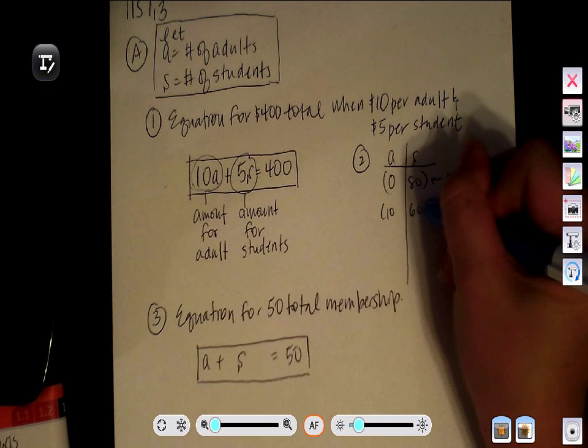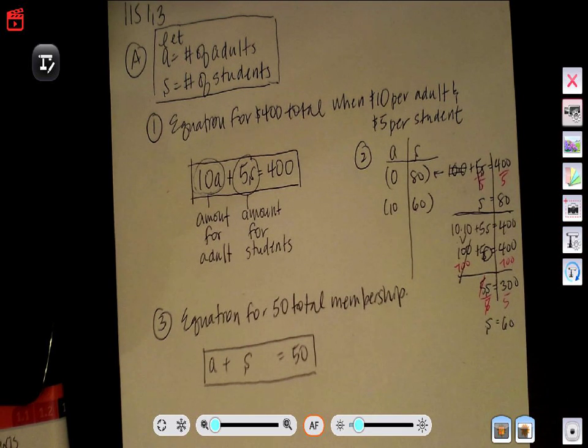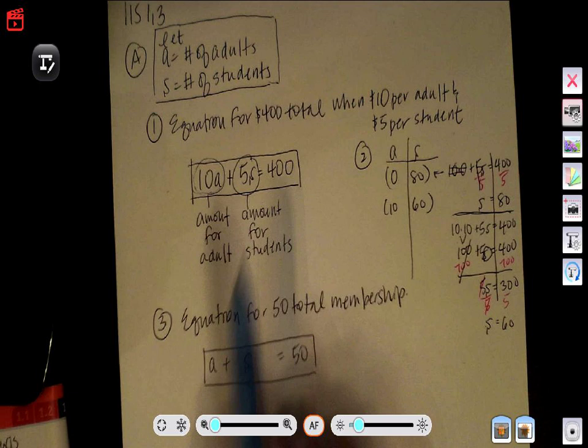Another set of coordinates is if you have 10 adults and 60 students, your total amount is going to be 400.